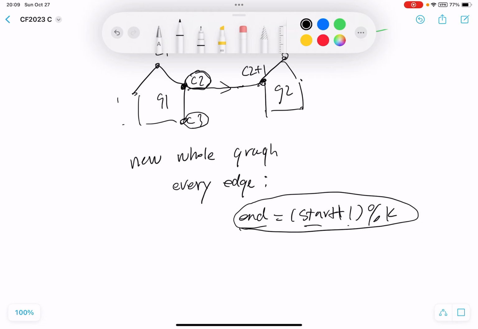In addition, if the color of this node is C3, and this is an ingoing node, we can add an edge from the C3 minus 1 to C3. So this is the requirement when we add a new edge between the two graphs. This is what we need to do.